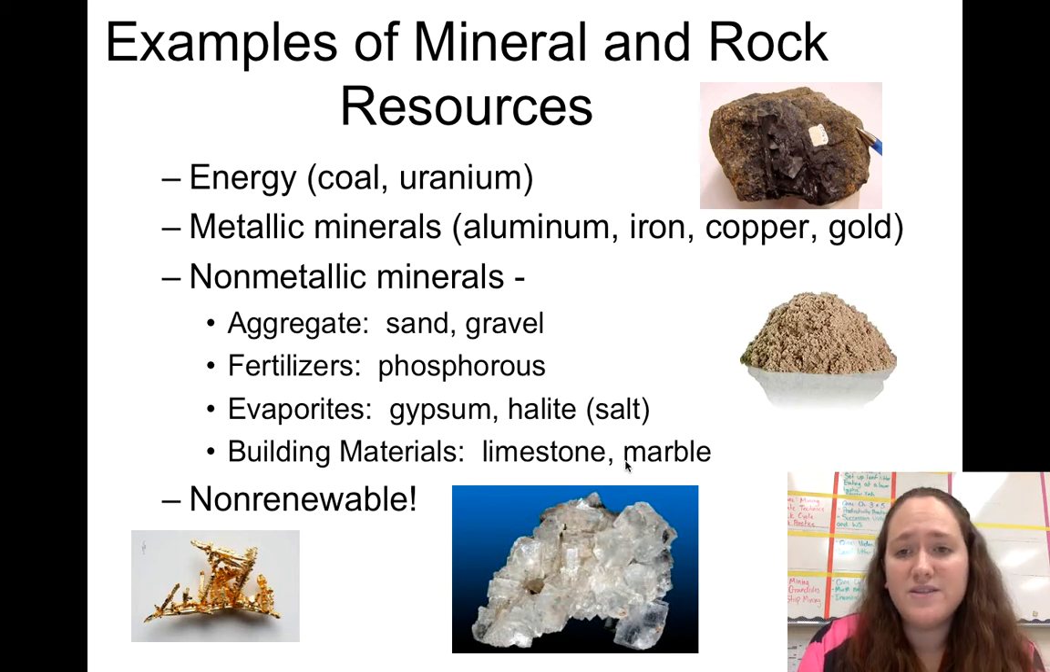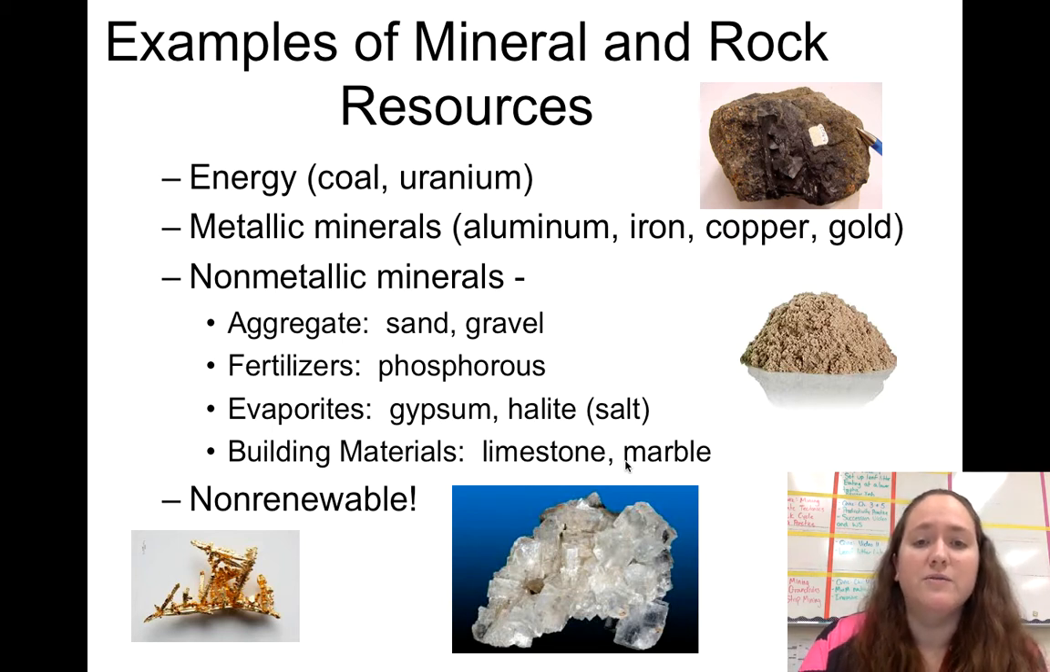So we need a lot of sand and gravel. We use it in buildings. We use it in roads, making concrete. For fertilizer, we need phosphorus rock. Phosphate rock is where we get phosphorus from. Gypsum we use in drywall, so we need that. Halite is table salt. Those form when water evaporates and the salts are left behind.